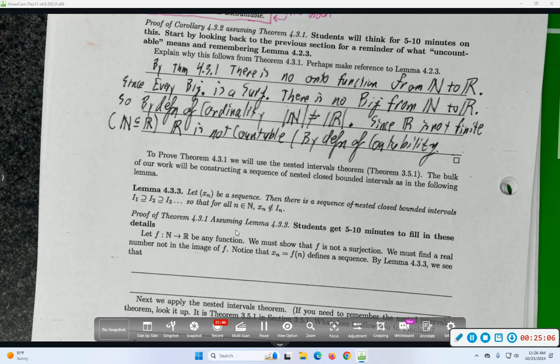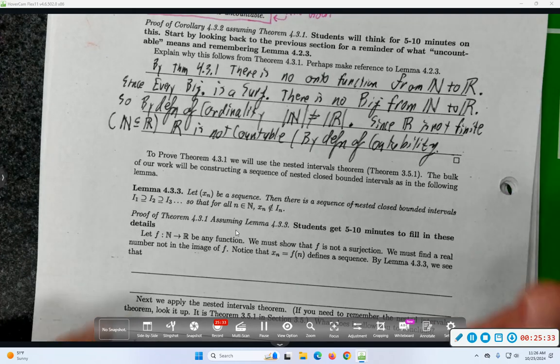So all I want you to do in this line is, it just says by lemma 4.3.3. So let's just ask ourselves, do we right now satisfy all of the assumptions of lemma 4.3.3? Do we have a sequence? That's all we need. Since we know the assumptions of the lemma are true and we believe the lemma, we know the conclusion is true. So all I want in this line is that the conclusion of the lemma is true.